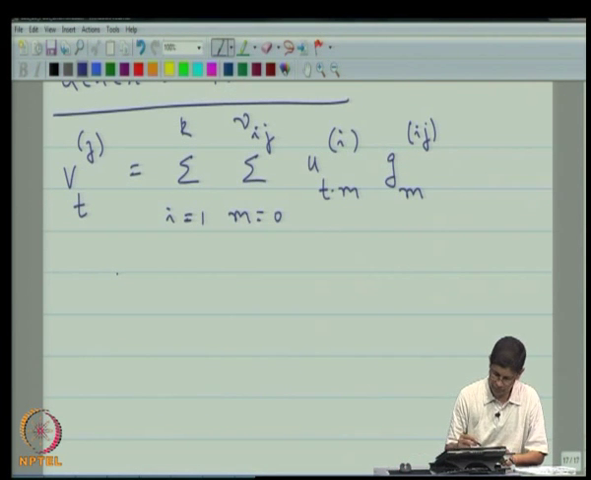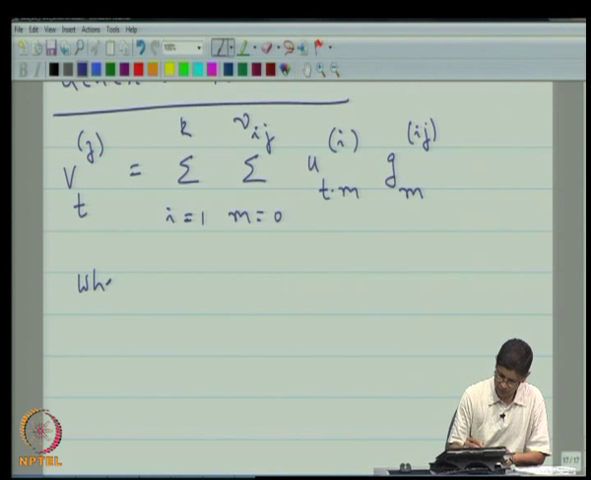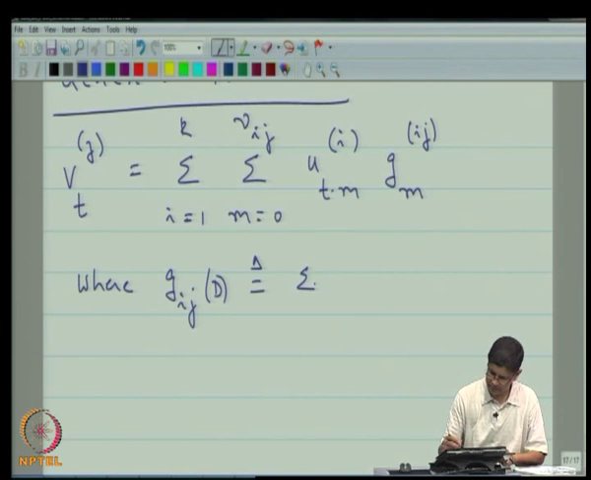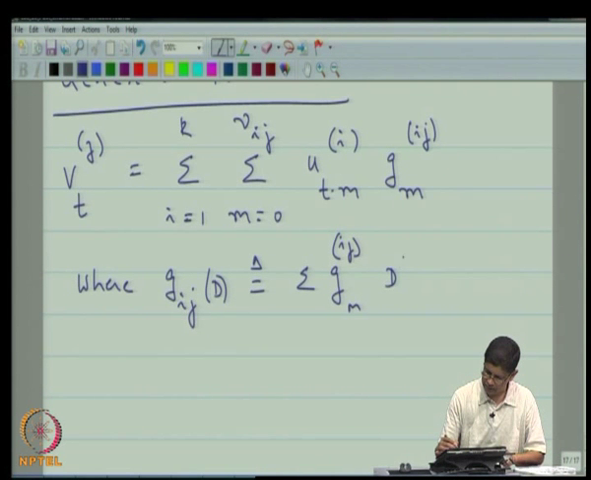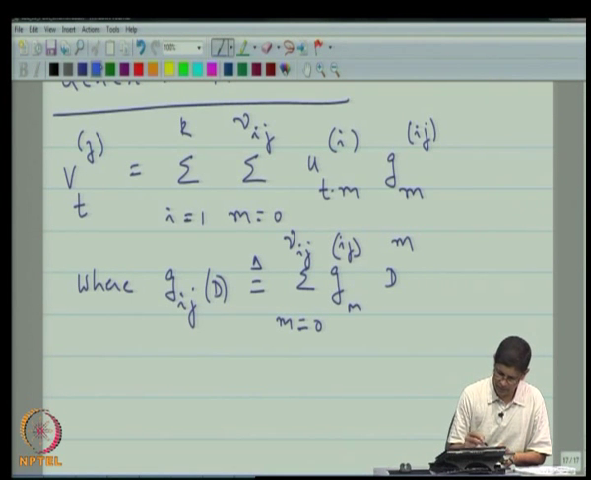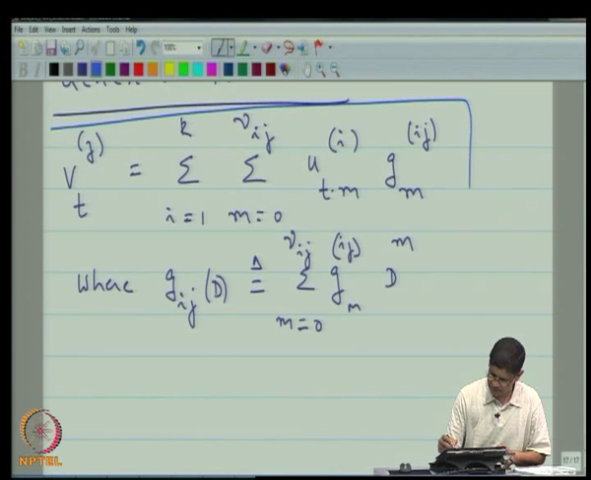So, where g_ij(D) is defined as the sum of g_ij(m) D to the m, where m goes from 0 to nu_ij. So, this is getting a little bit formal, and that's the reason why I started out with examples.